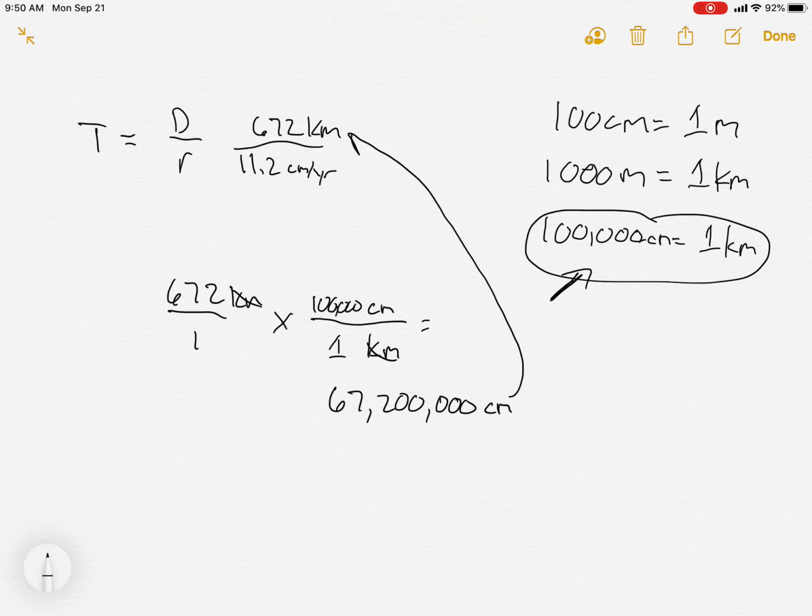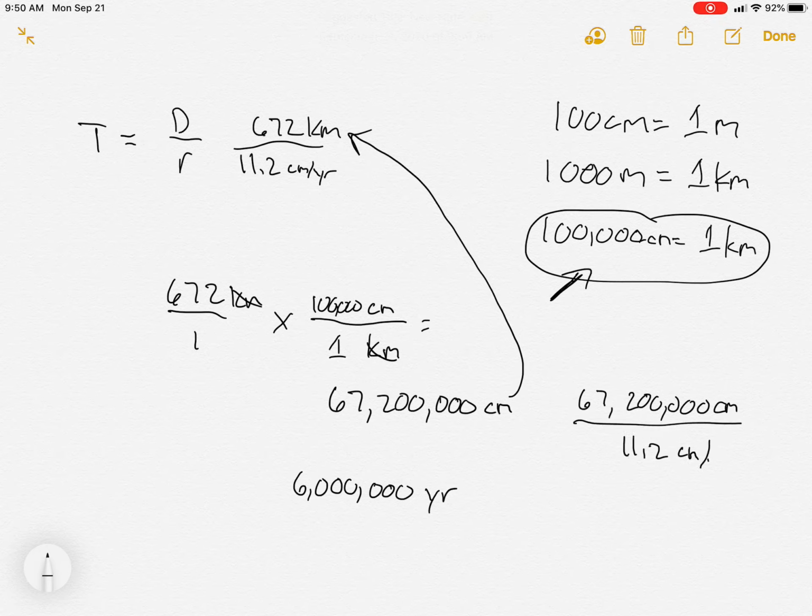So once again, I can replace that. And then what I see is my centimeters will cancel, it'll give me a year. And so I'm just going to take that 67,200,000 and divide it by 11.2, and I get 6 million, and that's in years, right? So I basically took my 67,200,000 centimeters and I divide it by my 11.2 centimeters per year. Those cancel and I end up with years, and this is the answer to that second problem.